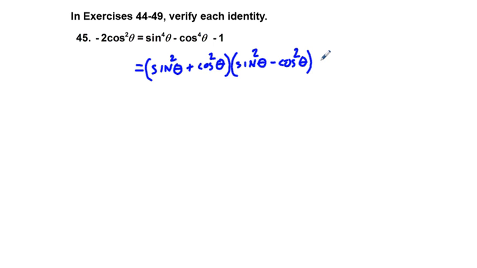And then we bring along this minus 1. Okay? And so, having done that, we're going to just take this, we rewrite this one on the left, sine squared theta plus cosine squared theta, as 1. So we have 1 times quantity sine squared theta minus cosine squared theta.